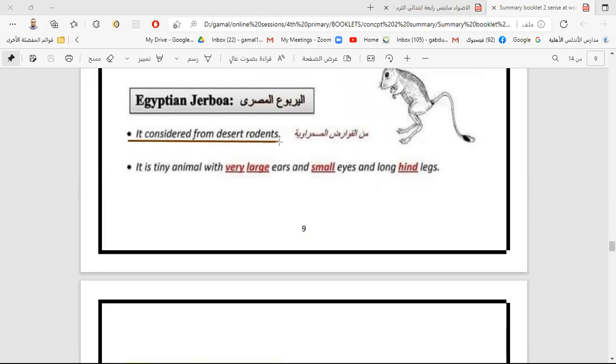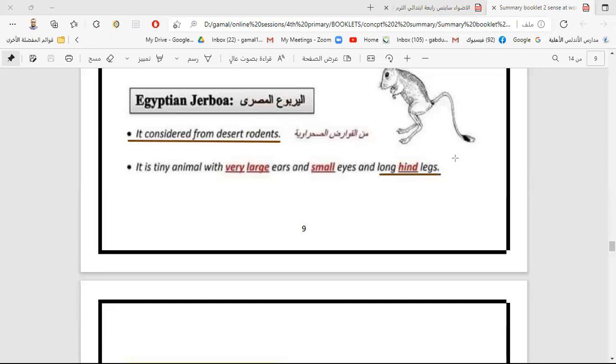Also, it is like the rat, it is like the mouse, it is like the rodents. Okay, rodents are animals having 2 teeth in the upper jaw and only 2 teeth in the lower jaw. And they are mammals. They give birth. Okay, the Egyptian jerboa is like a rat, but it has very long hind limbs, or hind legs. The hind legs are very long.